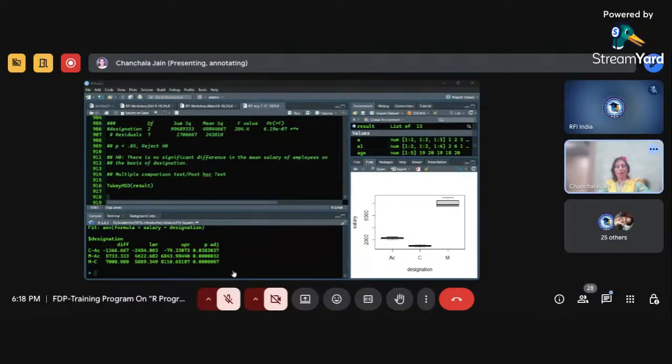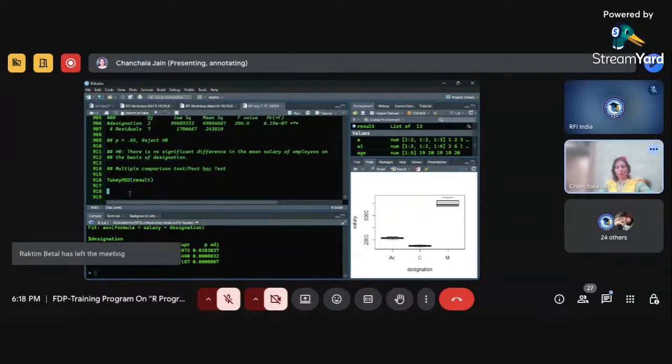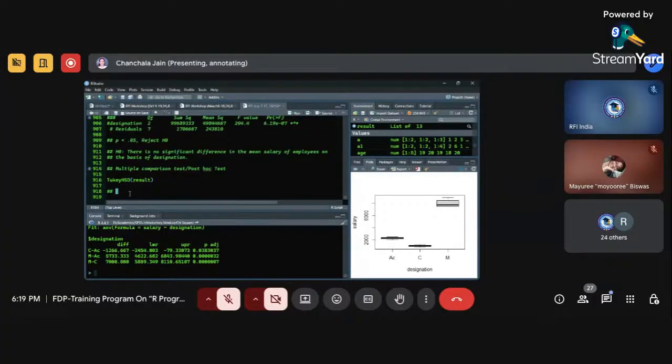Yes, ma'am. Fine. So if it is done, I hope we can proceed now to two-way ANOVA. Everyone is ready, madam, for two-way ANOVA. Actually, there was some network problem, so can you repeat the clarification of that multiple comparison?